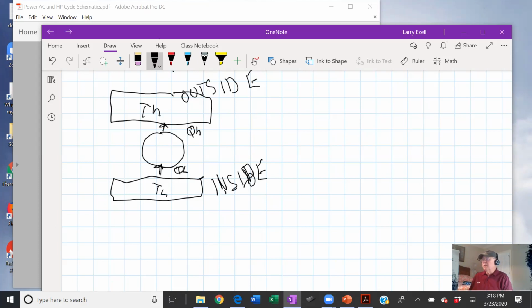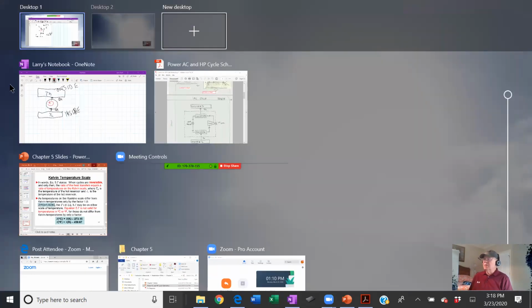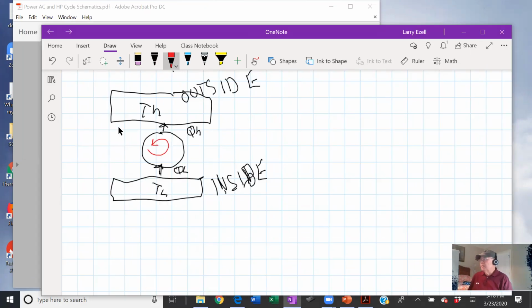Let's change pen colors. Draw the cycle, and all of that inside there. Again, you'd come up with the same type of equation for work net. And again, I used to write it as the algebraic sum of QH plus QL. And in this case, QH is going out, so it's negative, and QL is coming in, it's positive. So you'd get a difference between them.